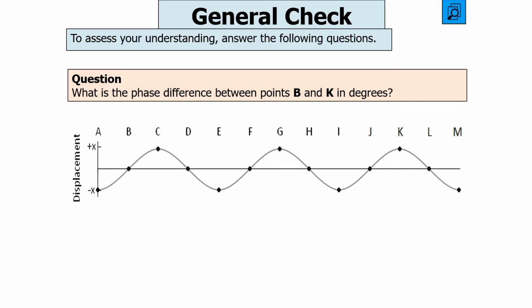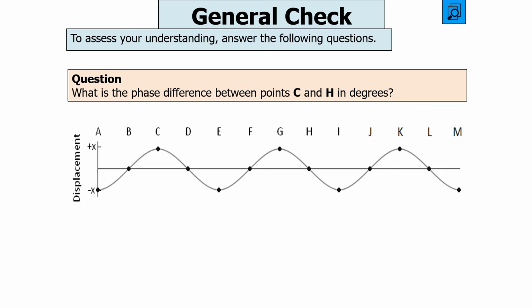What is the phase difference between points B and K in degrees? So pause the video now and then unpause the video when you want to go through your answer. The answer is either 810 degrees, or if you reset after every 360 degrees, 90 degrees. What is the phase difference between points F and L in degrees? Pause the video now and then unpause the video when you want to go through your answer. The answer is either 540 degrees or 180 degrees.